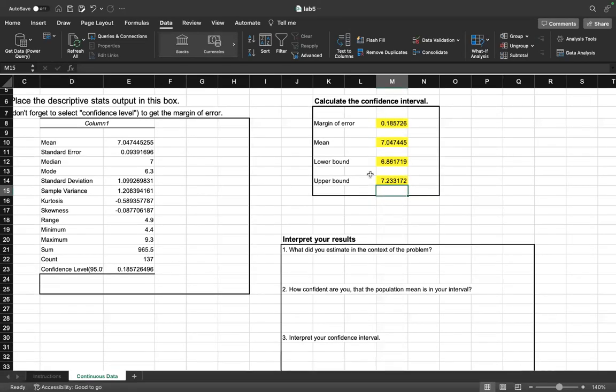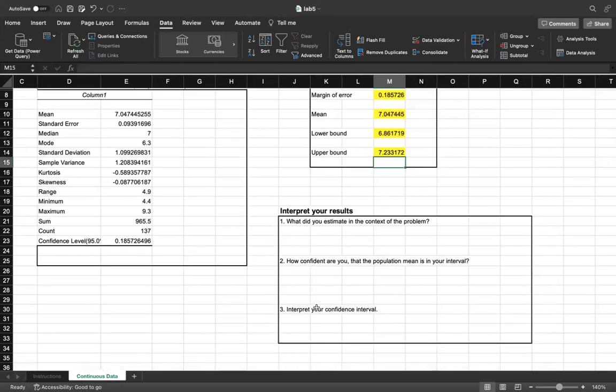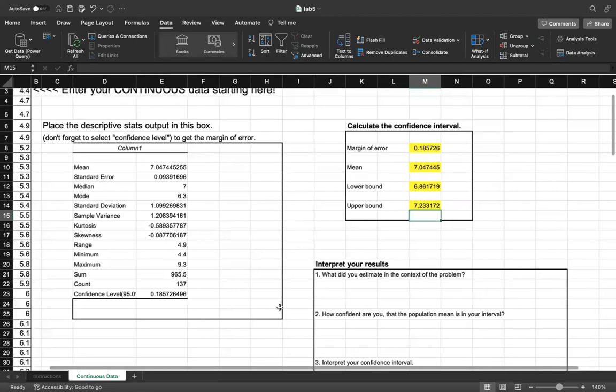So the interpreting your results down here, this 1, 2, and 3, it kind of scaffolds. So basically you're typing in one small piece at a time, and then you put it all together in the bottom. What we are estimating here is a population mean. So whatever your data is, you're going to say, I'm estimating the population mean. Mine's earthquakes. So I'm estimating the population mean of earthquake magnitude in the whole world.